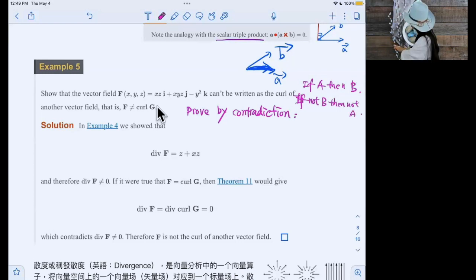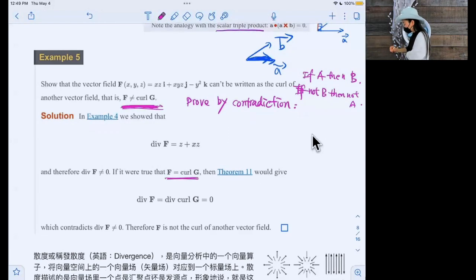So we can try to show that this is not true, okay? And then we'll come up with a contradiction. Then we're able to prove that this has to be true, okay? So that is the plan. So I'm going to try to say that this one over here is not true. In other words, that F could be written as the curl of another vector field G, okay?